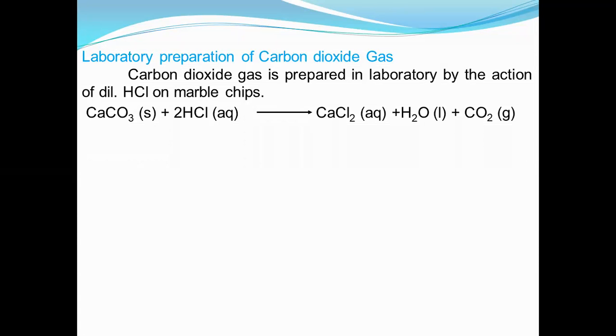And later on the reaction gets stopped. So we are not going to take dilute sulfuric acid. We require dilute hydrochloric acid, and dilute hydrochloric acid won't form any insoluble layer, since calcium chloride is soluble, and that's why it will not deposit on the marble chips, and the reaction will continue.